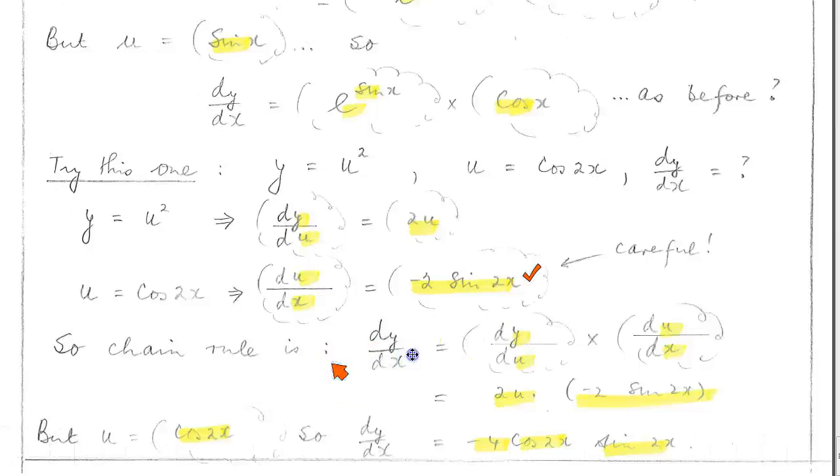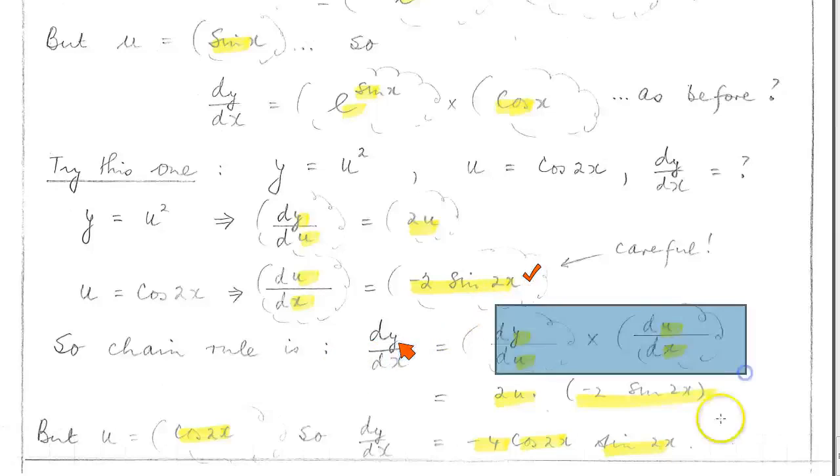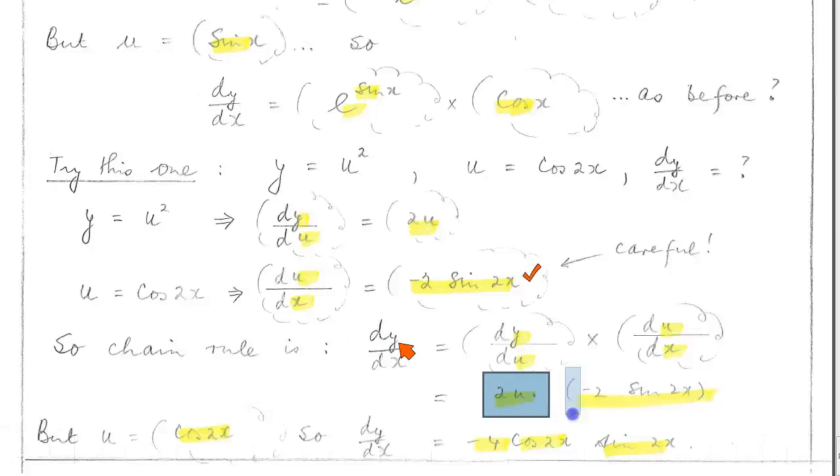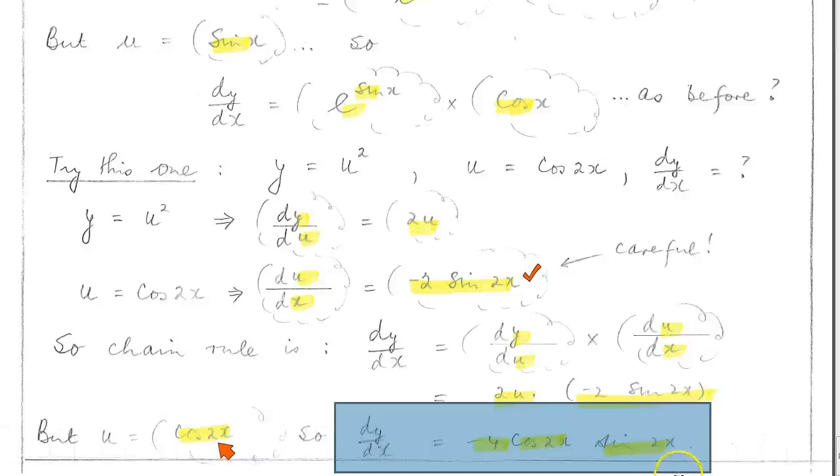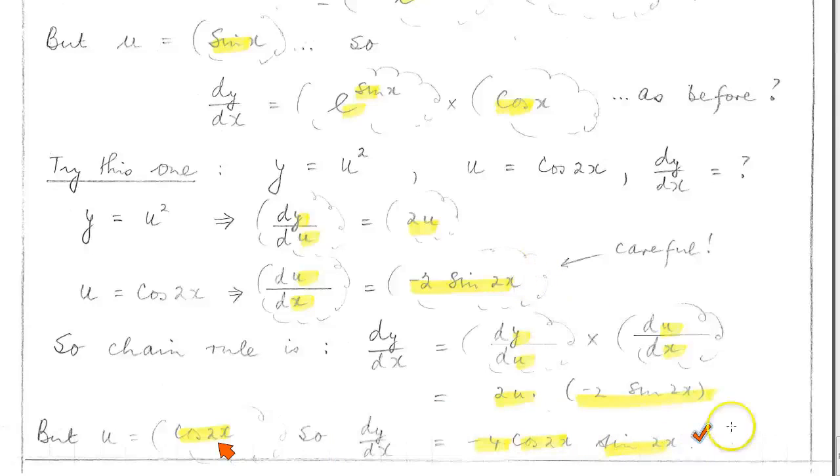So dy/dx is dy/du times du/dx, and that's simply the 2u in the first question times the minus 2 sine 2x in the second part. So it's a product of those two. But what was u? u was cos 2x. So just replace it on the right-hand side there. You get dy/dx equals minus 4 cos 2x times sine 2x. And how did I get the minus 4? From the 2 times the minus 2.